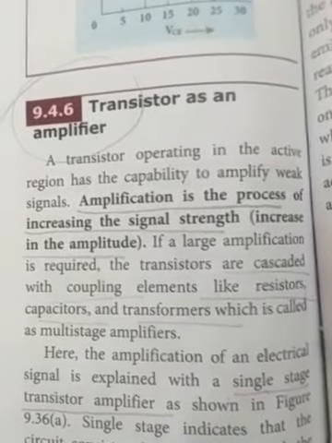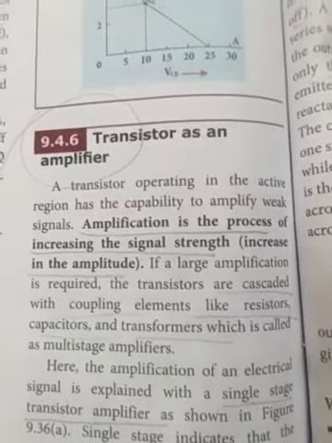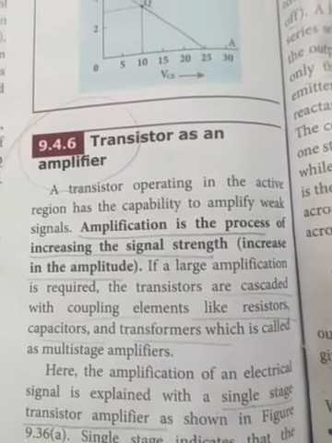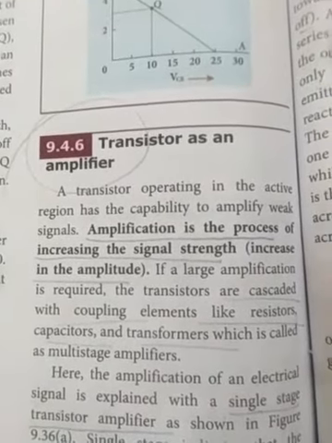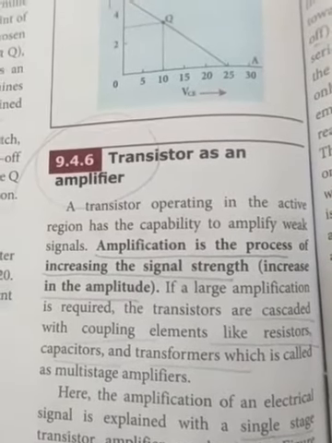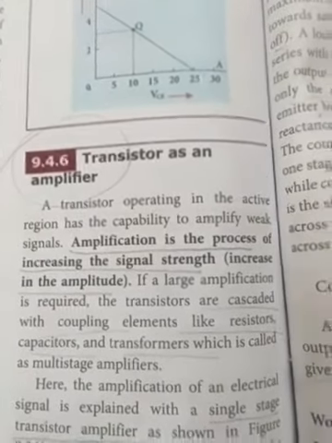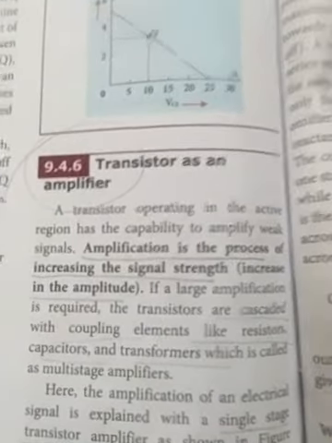Today we are discussing the transistor as an amplifier. Why are we using an amplifier? It increases the sound. High sound produced means it reduces the sound, and low sound means it increases to a high sound. For that purpose only we use the amplifier.